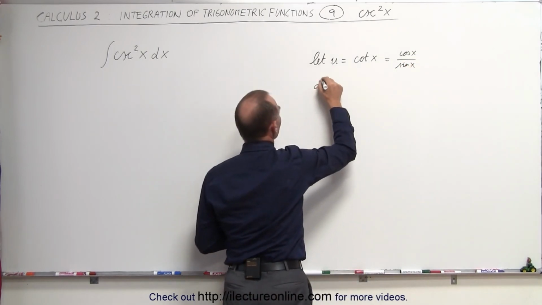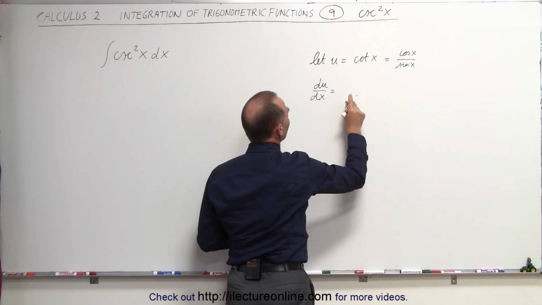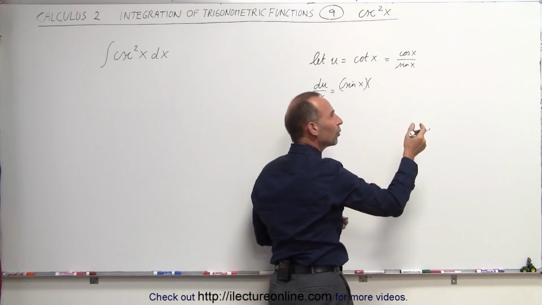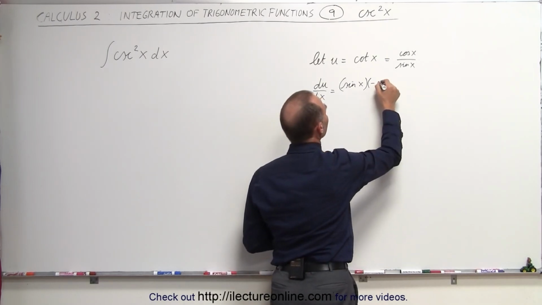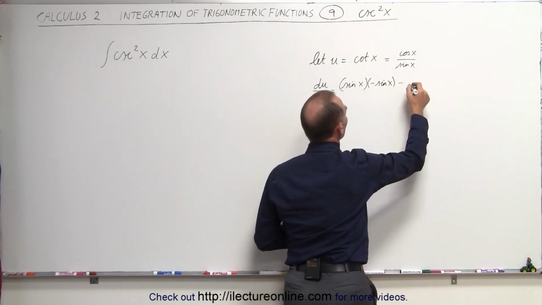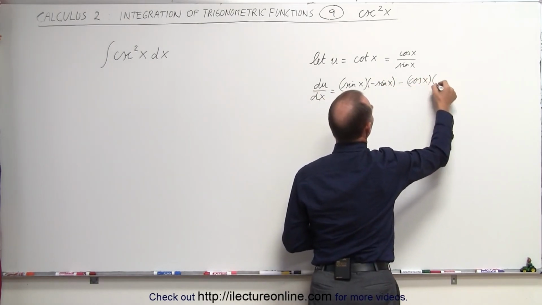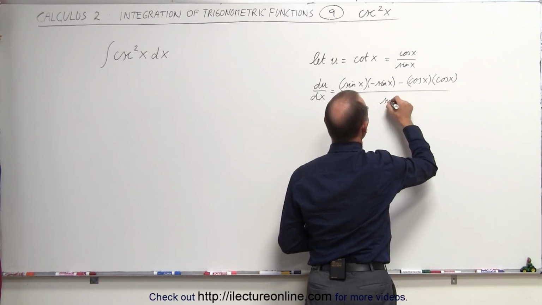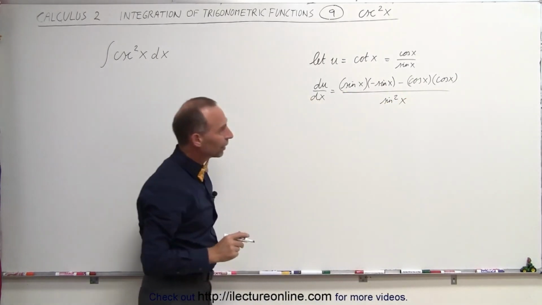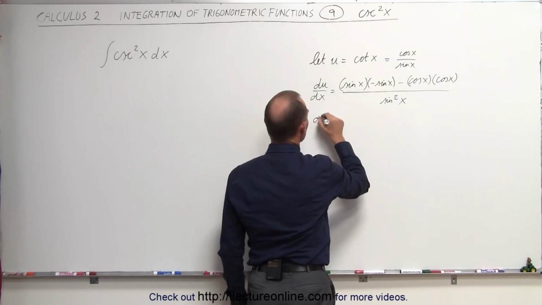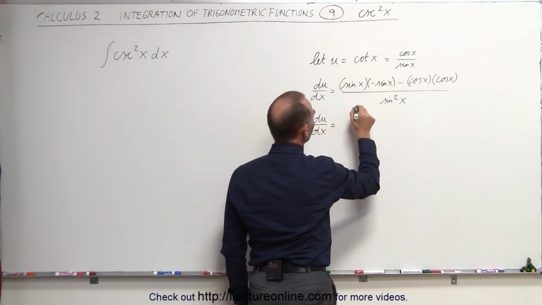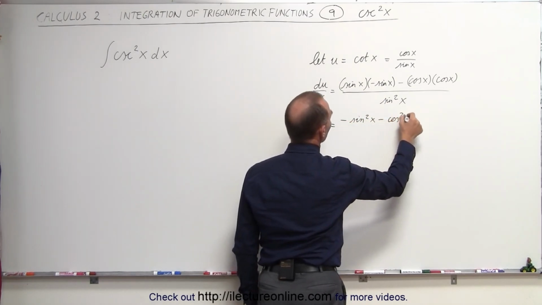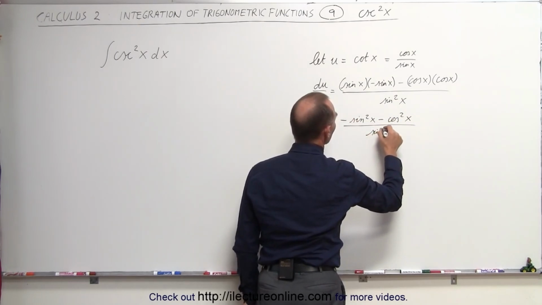And then if we take the derivative of that, du dx, with respect to x, that is equal to the denominator, sine of x, times the derivative of the numerator. The derivative of cosine is the negative sine, minus the numerator times the derivative of the denominator, which is the cosine of x, all divided by the denominator squared. We can simplify that. We can write this as du dx is equal to the negative sine square of x minus the cosine square of x, all divided by the sine square of x.